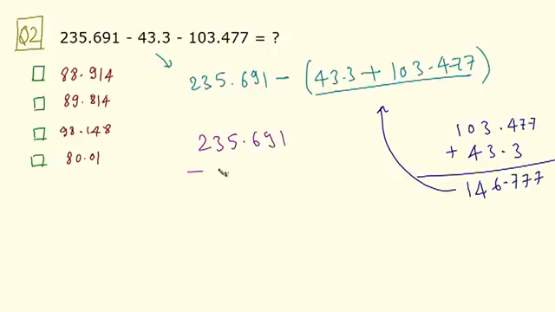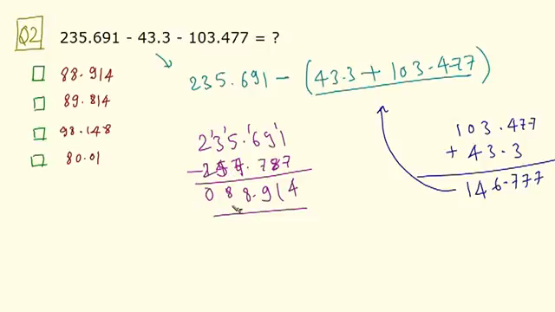235.691 minus 146.777. Taking one carry, so 11 minus 7 is 4. This one comes down here, so 7 becomes 8. 9 minus 8 is 1. 6 minus 7 we cannot perform, so taking carry. 16 minus 7 is 9. This one comes down here, so this becomes 7. Now 15 minus 7 is 8. This becomes 5. 13 minus 5 is 8. So we have 8 here. This one comes down. This becomes 2. 2 minus 2 is 0. So we have 88.914, and that is the answer.